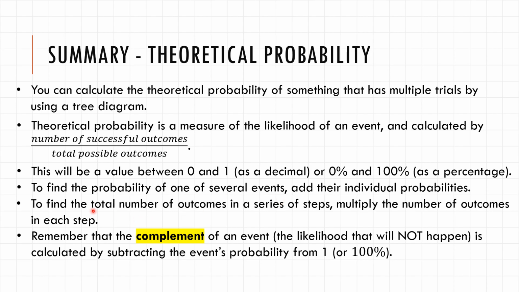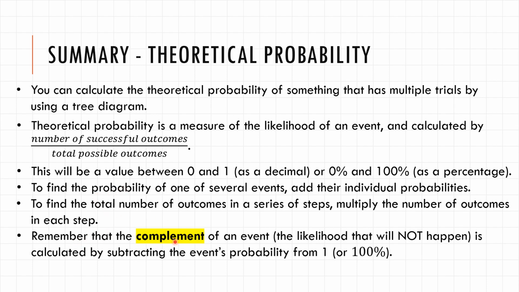If you want to find the total number of outcomes, if there are many steps, you just multiply the number of outcomes in each step. So if you're rolling a 4-sided dice and then a 6-sided dice, the first step is the 4-sided dice. There are 4 outcomes. The next step is the 6-sided dice, and there are 6 outcomes. 4 times 6 is 24. That means there are going to be 24 total outcomes.